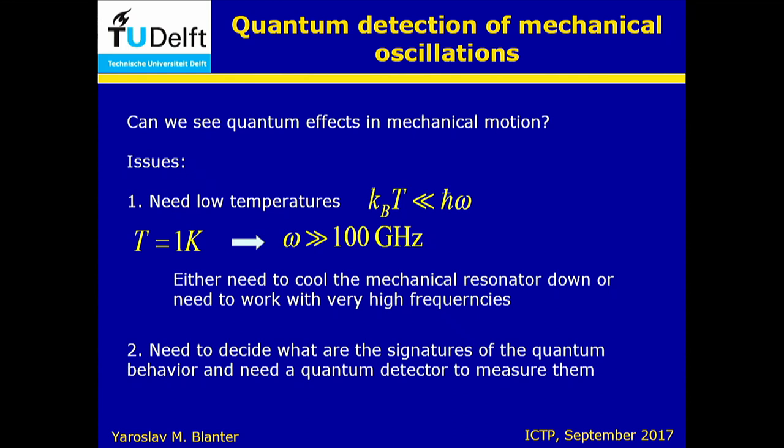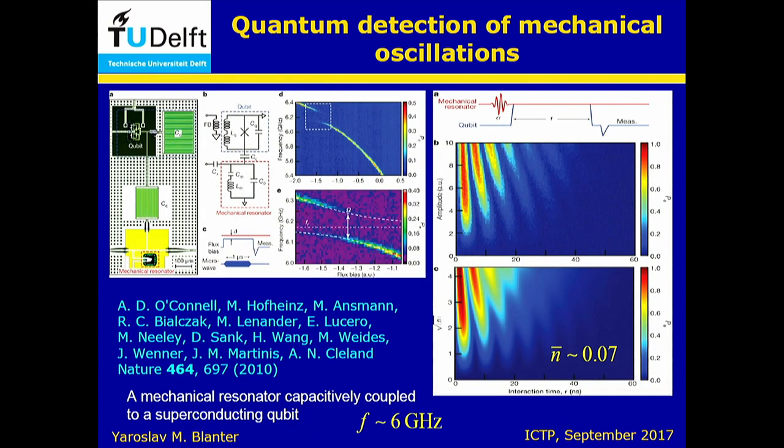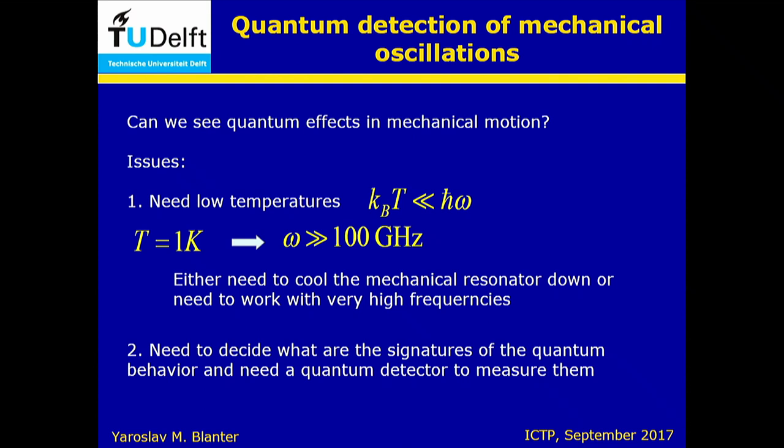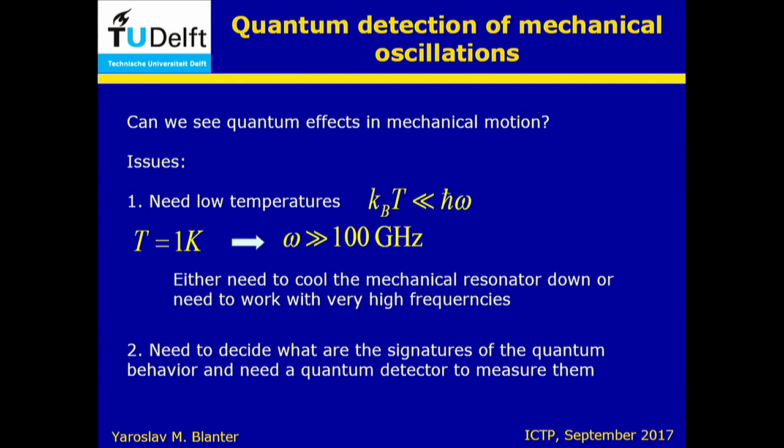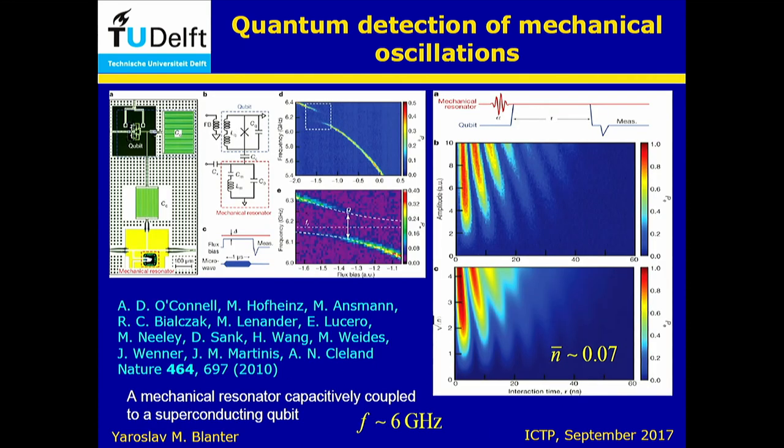And there are not so many things which you can measure. The first experiment, by Andrew Cleland and John Martinis groups, was in 2010. What they have done, they actually didn't use cavities; they solved it by taking a high frequency resonator. They had a specially fabricated resonator with 6 GHz frequency, and they still needed to solve the second problem, and they coupled it directly to a qubit.